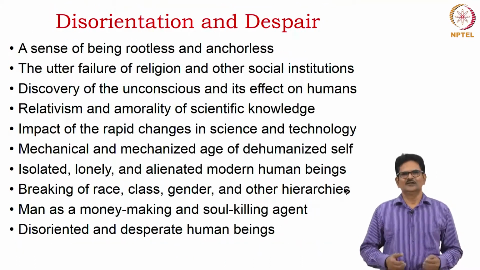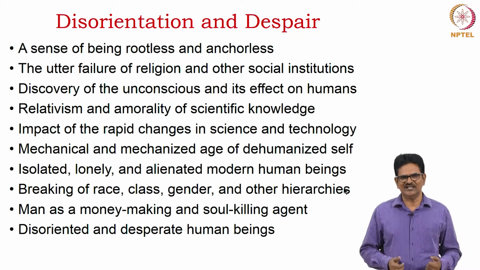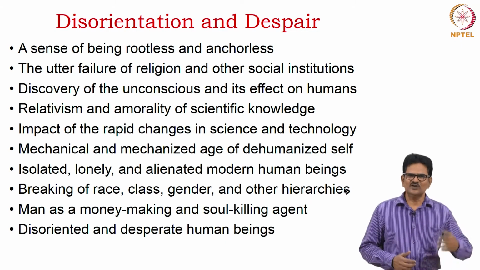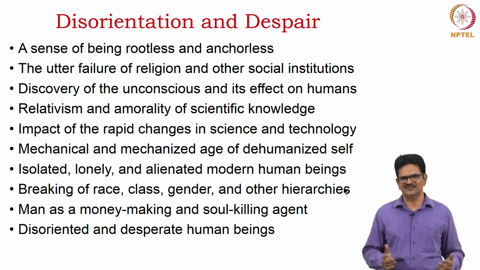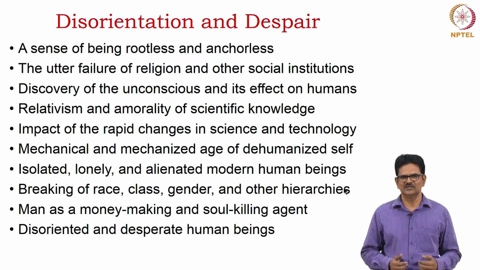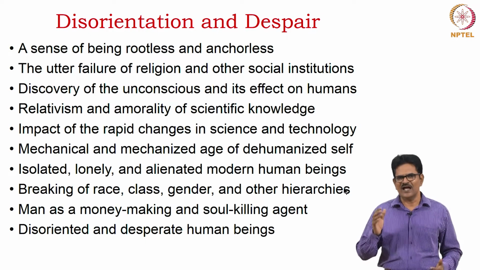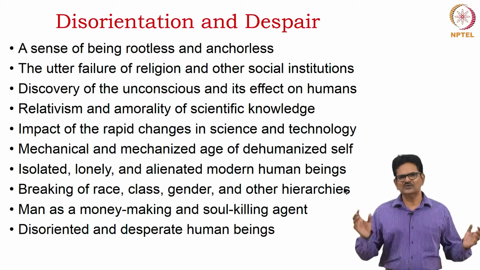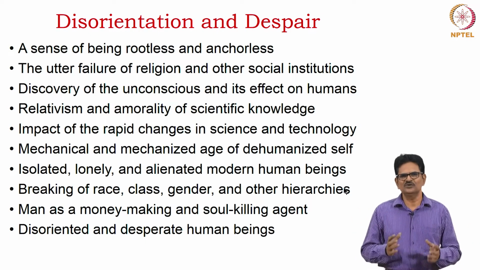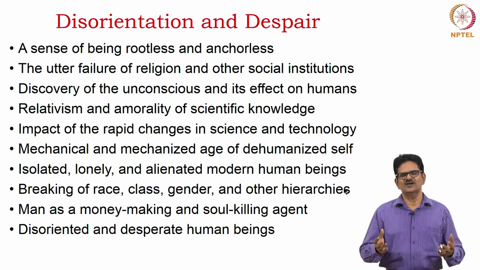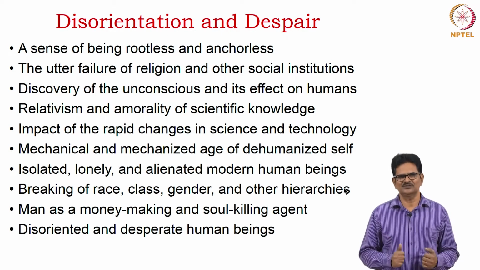Now we specifically move on to the disorientation and despair, as a feature of modernist poetry. There was a sense of being rootless and anchorless among the poets and the people. There was the failure, the utter failure of religion and other social institutions. They could not prevent the war, they could not prevent the destruction. Actually, many such destructions have come about in the name of religion and other social institutions like nation and nationhood.